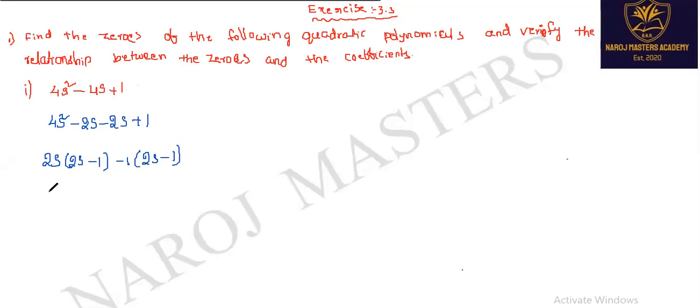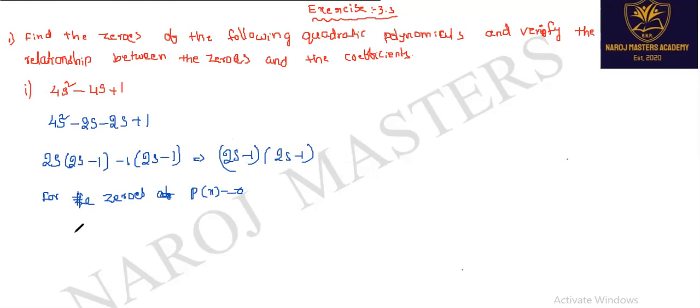Now for the zeros of the polynomial, p of x is equal to 0. So from this, just note down here: 2s minus 1 into another 2s minus 1. Okay. So then 2s minus 1 equal to 0 here, and 2s is equal to 1, s is equal to 1 by 2 for the first term. For the second term, 2s minus 1 equal to 0, then 2s is equal to 1, s is equal to 1 by 2.